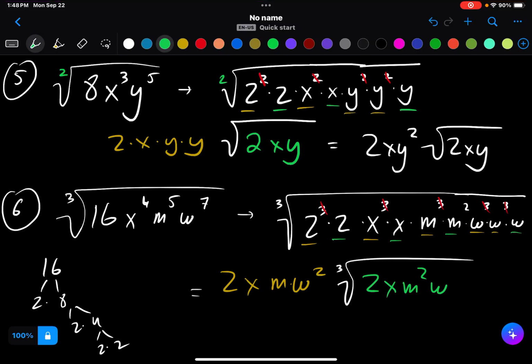So that's number 5 and 6. Pause this if you need to. Let me know if you have any questions, and let's move on to 7 and 8.